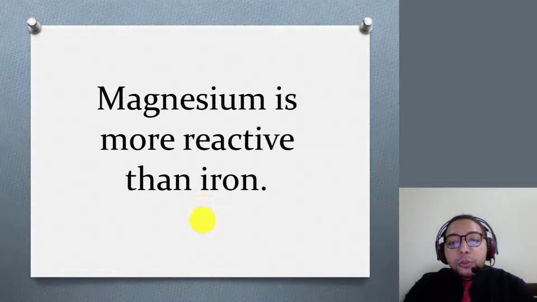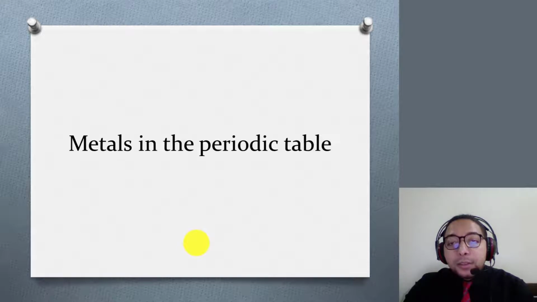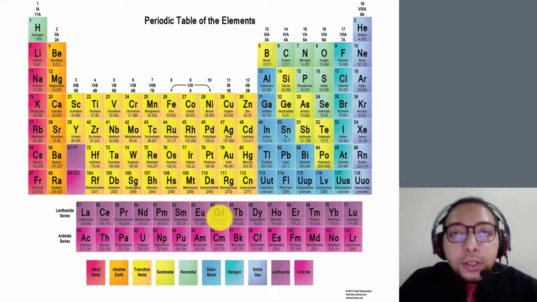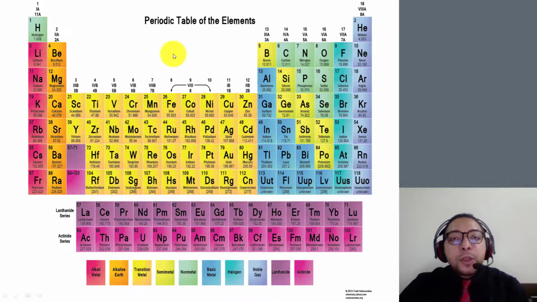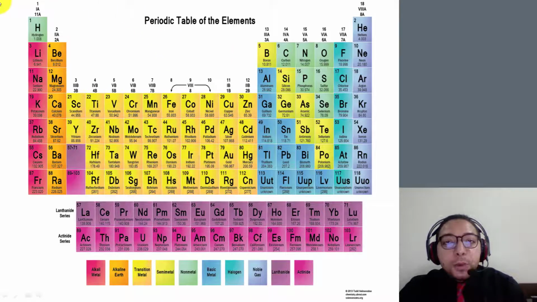Right now, I want you to know that metals are divided into different sections, as we're going to discuss right now. This is the periodic table. If you remember, we said the periodic table is a table where we rearrange the elements based on their properties. And we said we have 8 groups: 1, 2, 3, 4, 5, 6, 7, and 8. And we have 7 periods: 1, 2, 3, 4, 5, 6, 7.